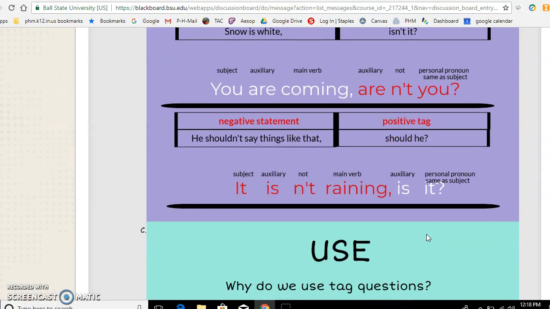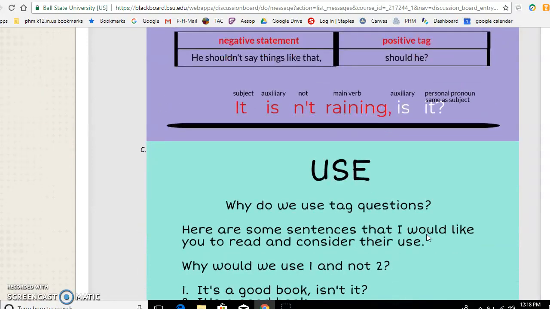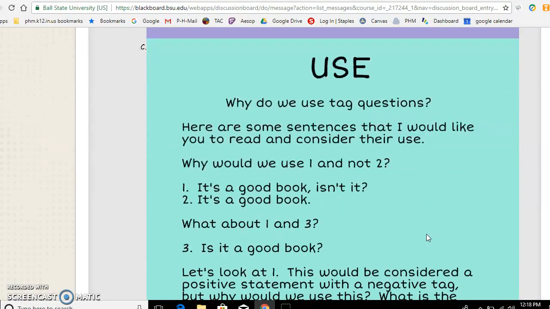In your use section, I liked your use of your two sentences here and said, why would we use one and not two? I think that's a really good way to compare and contrast for the reader.